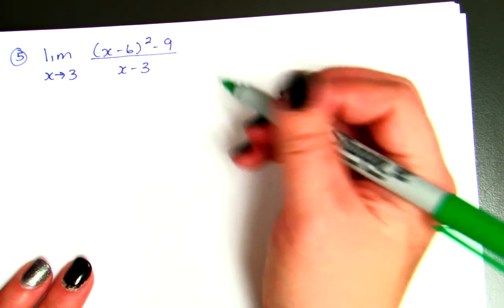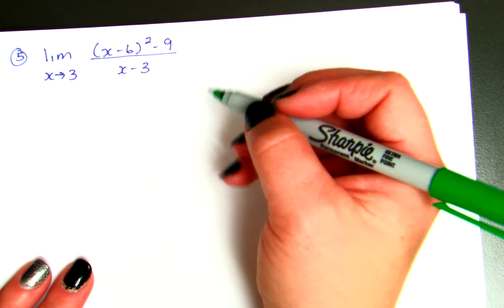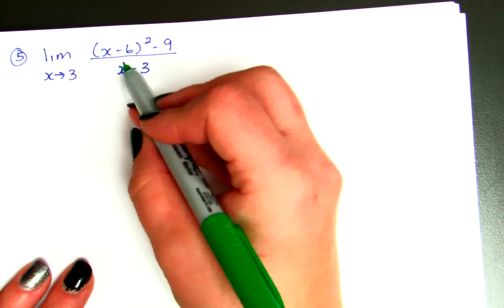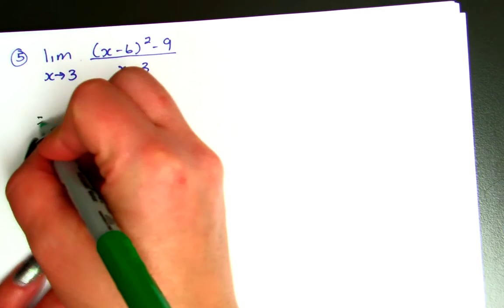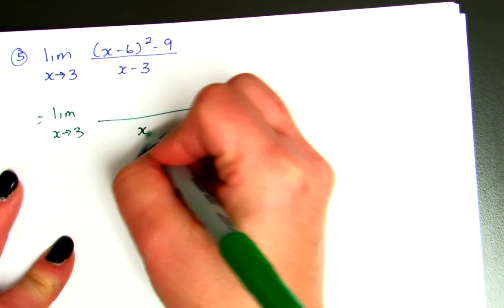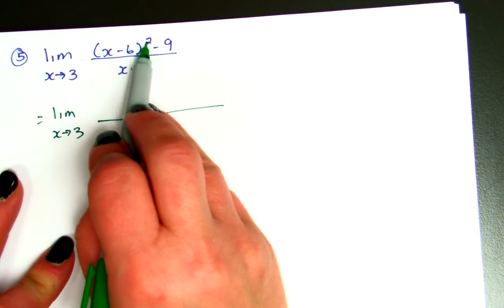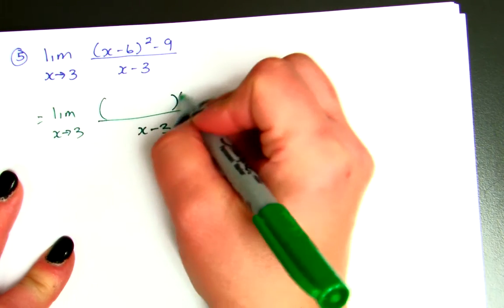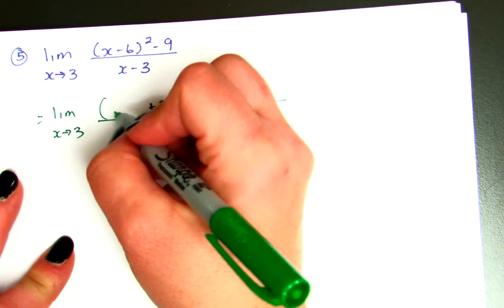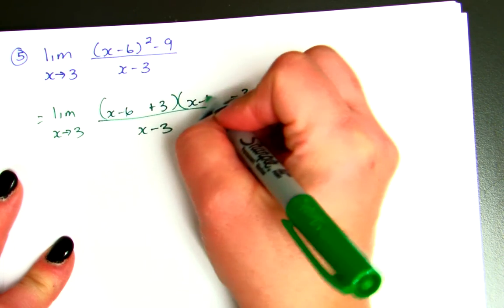Number 5. The limit as x approaches 3 of x squared minus 6, x minus 6 squared minus 9, all over x minus 3. You could FOIL this out and collect like terms, but if you recognize the top as being a difference of squares, because I have chunk squared minus 9, so I'm going to have chunk plus 3, chunk minus 3, so x minus 6 plus 3 and x minus 6 minus 3.